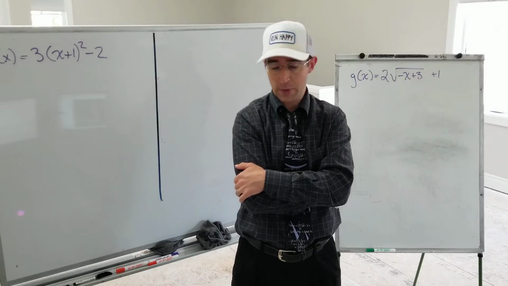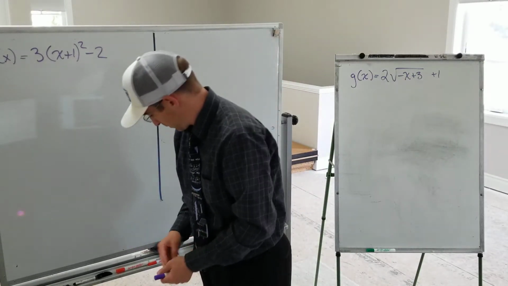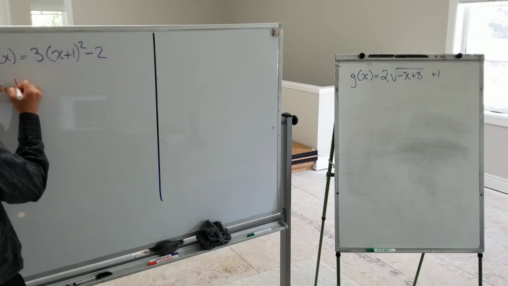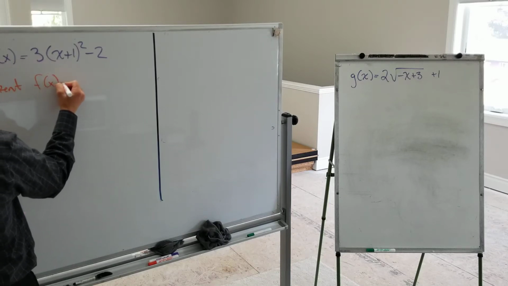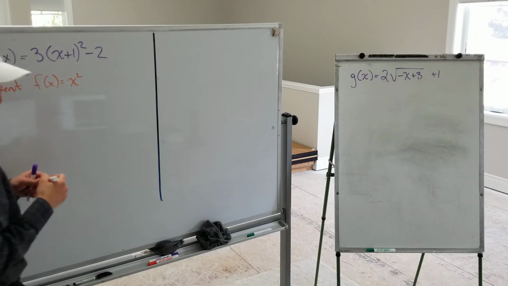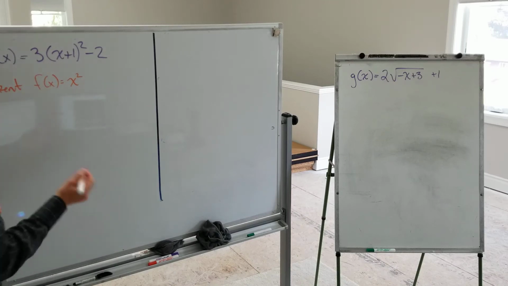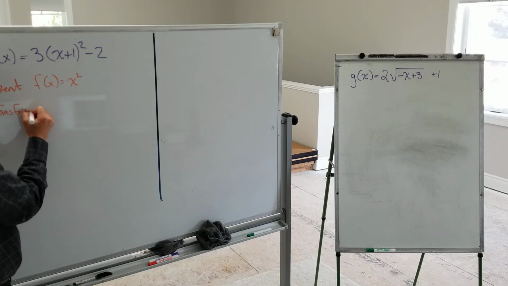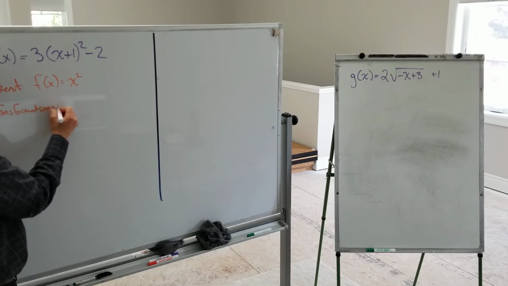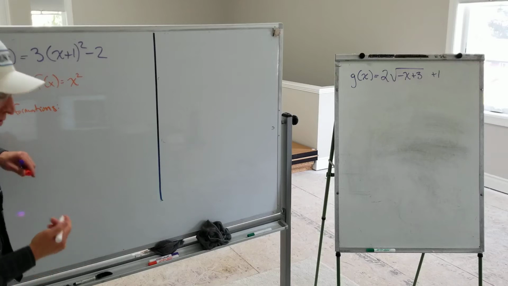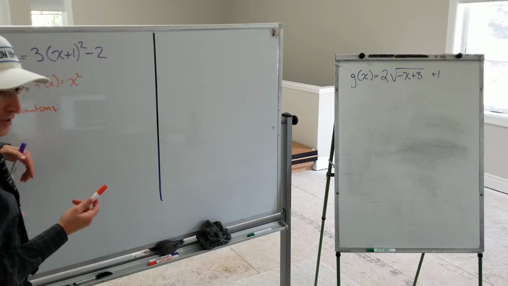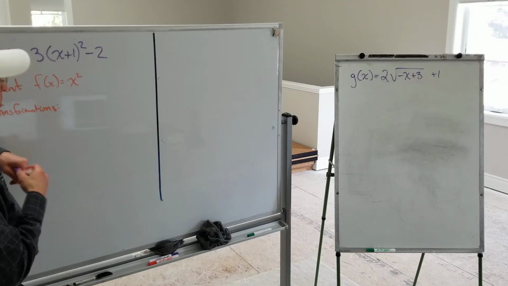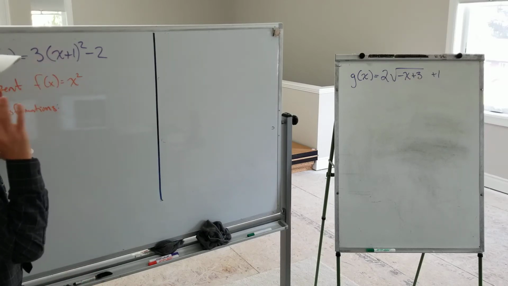All right, so the parent function here, we'll write it like this. The parent function is f of x equals x squared. All right, and then we're going to list the transformations. In general, we want to list the transformations using the order of operations. Well, kind of, not really. Sorry, I misspoke. Order of operations would say do parentheses first. That's not what we want to do.